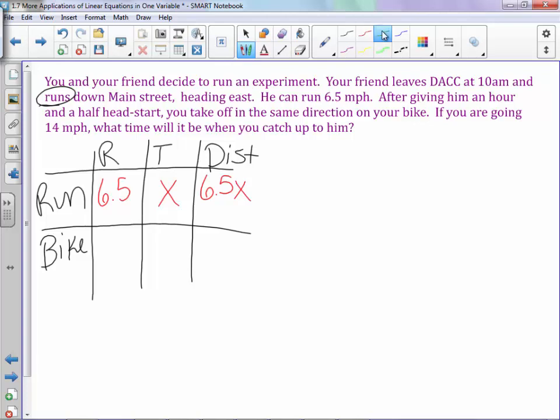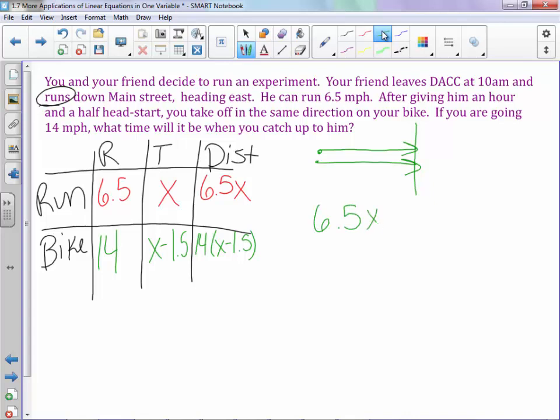Now our biker, he can bike at 14 miles an hour. Now he's not biking for the same amount of time. He leaves an hour and a half later, so he's going 1.5 less hours. And so we want to know when they're the same distance. So remember, we've got the runner going this way and then the biker going the same way. So we want to know when they've caught up to each other. So when they've gone the same distance, set them equal to each other.